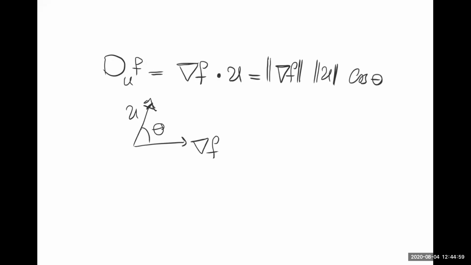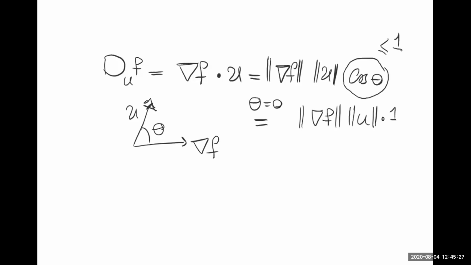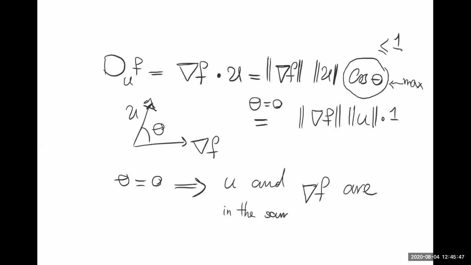Now, when is this inner product maximum? Well, cosine of theta is always less than or equal to 1. It's max when it's equal to 1. So if theta is 0, we would get the maximum, which would be the gradient vector norm times the norm of u times 1. That's the maximum value of cosine of theta. But theta being 0 means the angle between u and the gradient of f is 0. So it means u and the gradient of f are in the same direction. So f would increase the most if u is in the direction of the gradient of f.